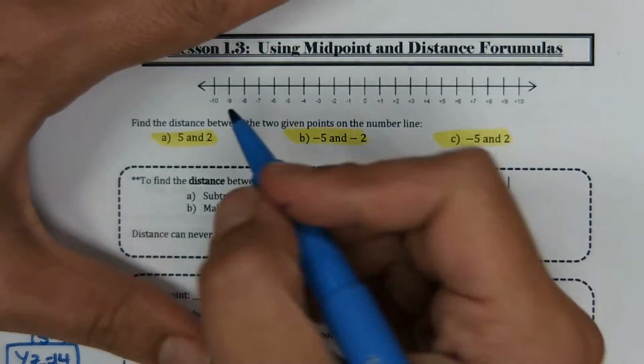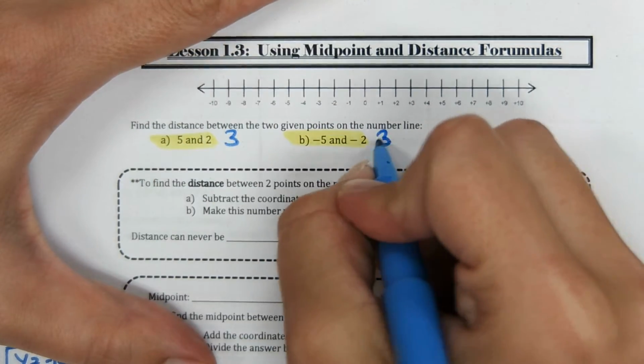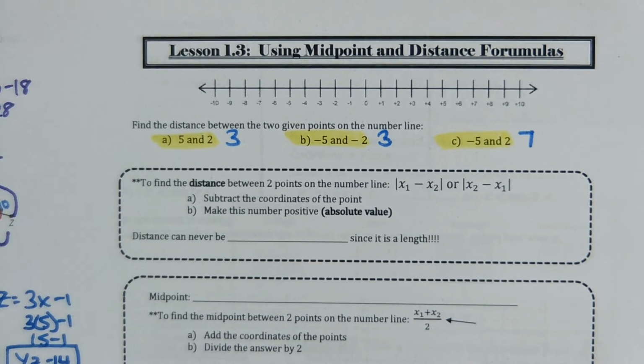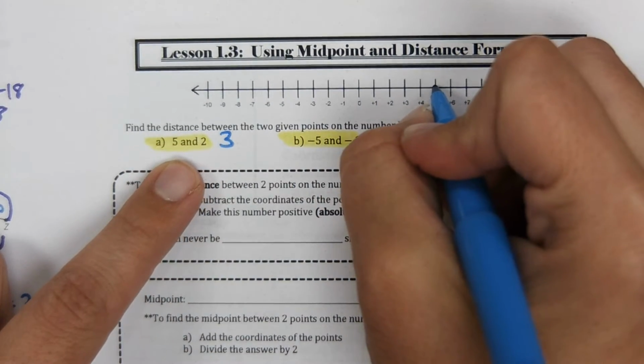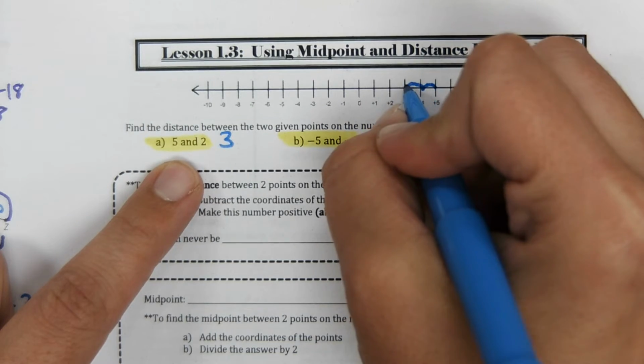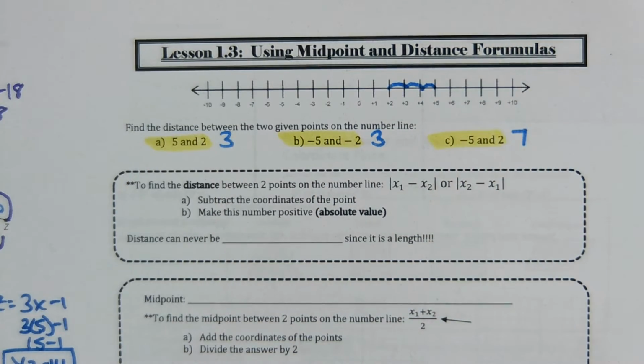Okay, so these should have come out to 3, 3, and 7. Like I said, distance can't be negative, so they should all be positive numbers. There are different ways you could have figured that out. You could have counted on the number line like the olden days, and just done 1, 2, 3. Okay, from 5 to 2 is 3 units. So yeah, that's how you could have done it.